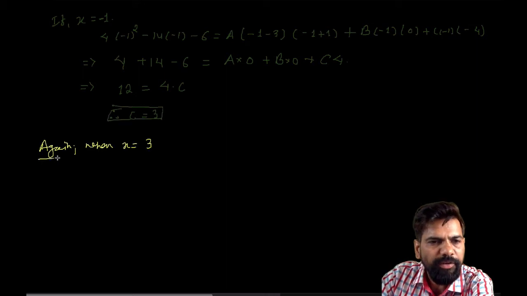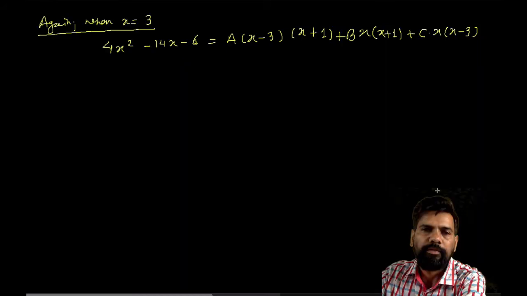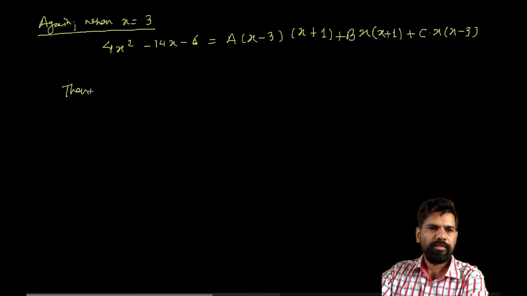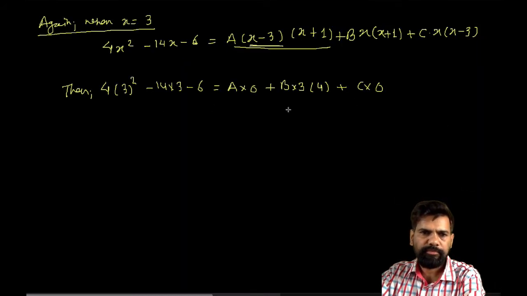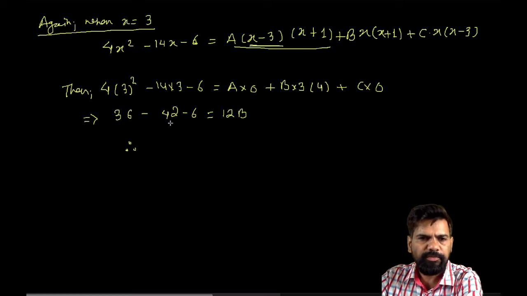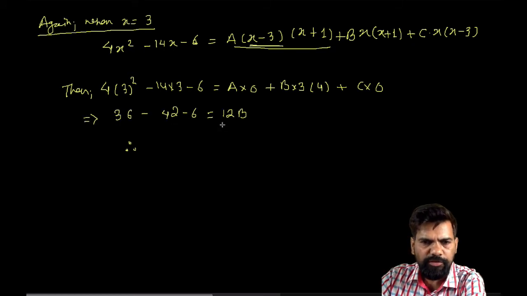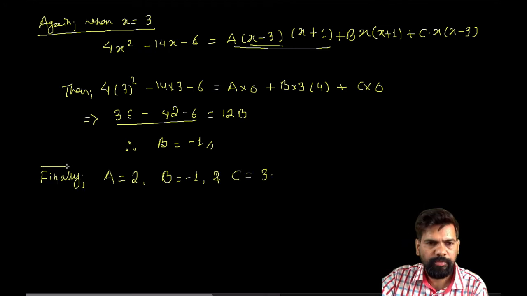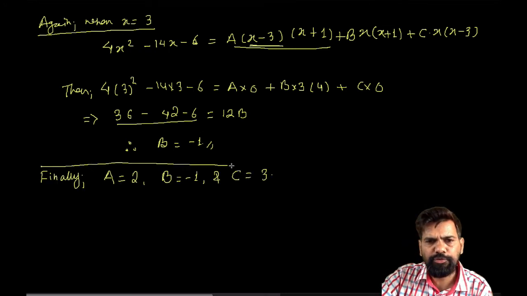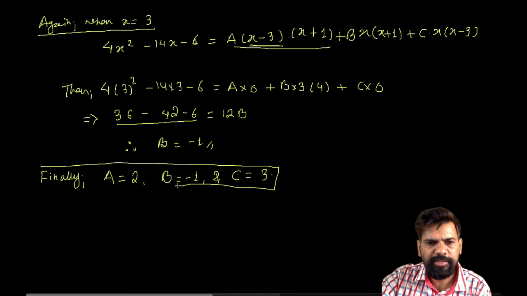Again, when x is equal to 3, we have to put the value of x in this equation. Then 36 minus 42 minus 6 is equal to 12B. Therefore, B is equal to minus 1. Finally, we'll have A is equal to 2, B is equal to minus 1, and C is equal to 3.